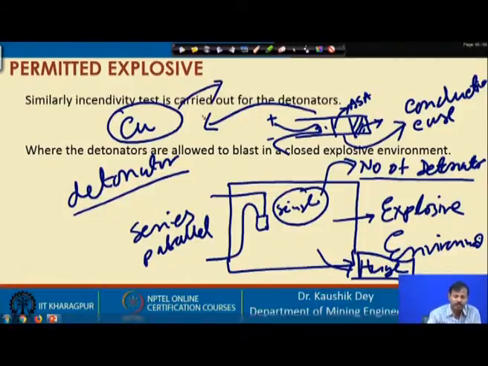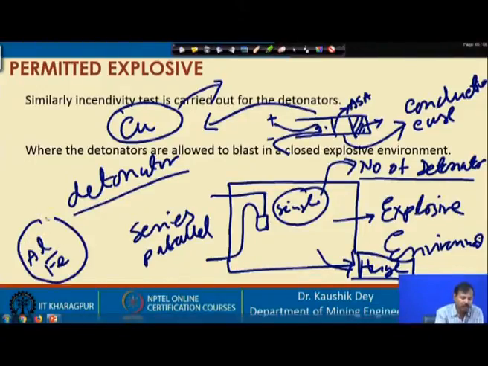But as copper is very costly, there is often a tendency among manufacturers to use aluminum or iron tubes, and it has been found in a number of tests that these tubes failed to pass this incendivity test. That is why in most cases only copper tube detonators that passed the incendivity test are allowed. The thickness of the copper casing and its purity are especially important, so that the thermal conductivity can be at an accepted level.